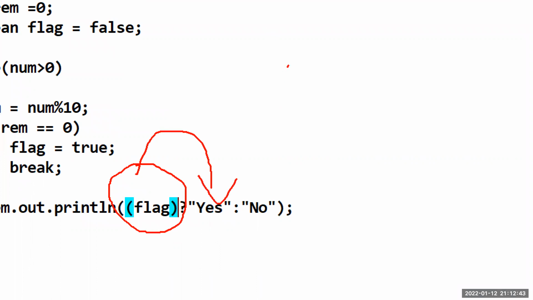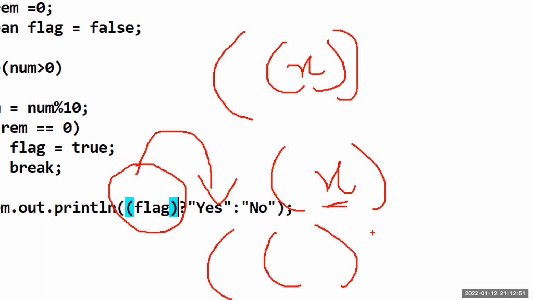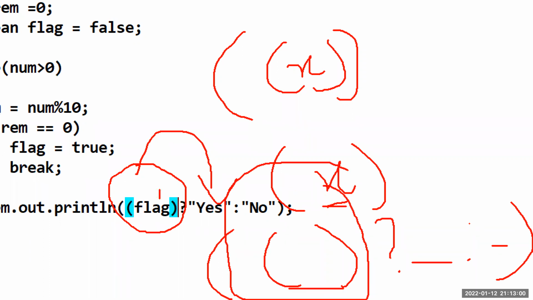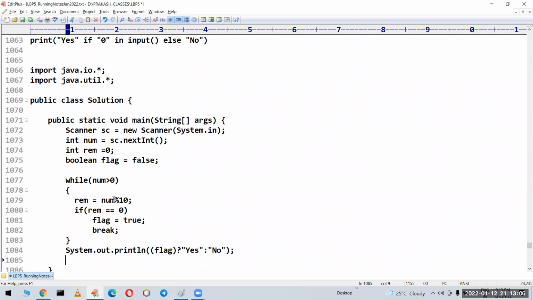In some cases, if you want to print X, you can print like this, as well as you can print only X, because it is an independent statement. But whenever you are taking a condition, compulsory we have to take it within brackets. Otherwise, it will consider only this part and print only the flag value, that is either true or false. Clear? Please update this and retry.